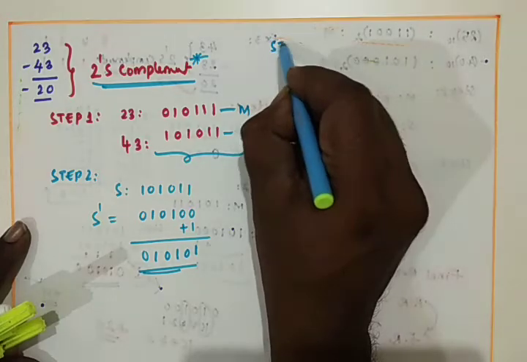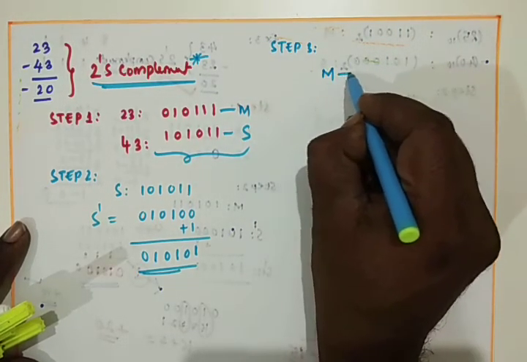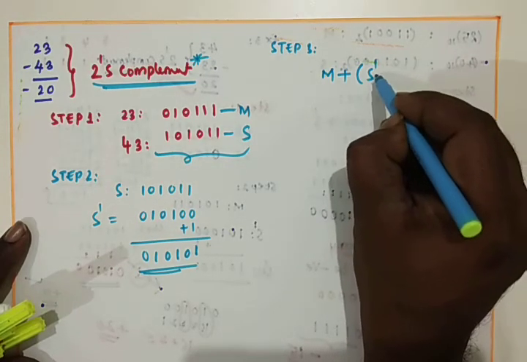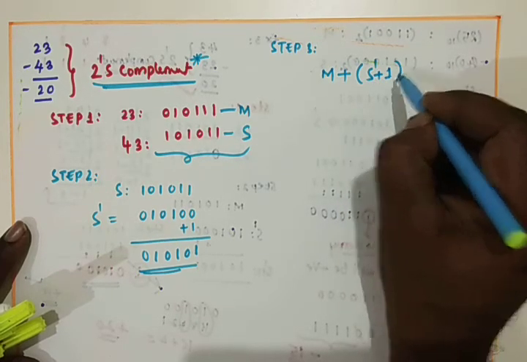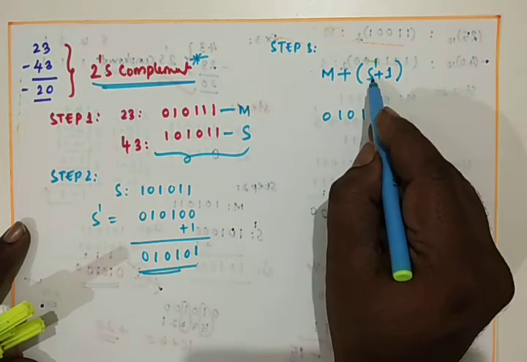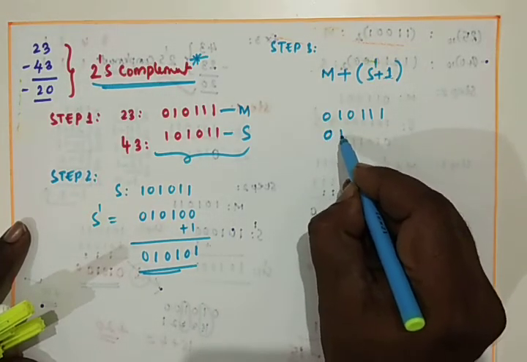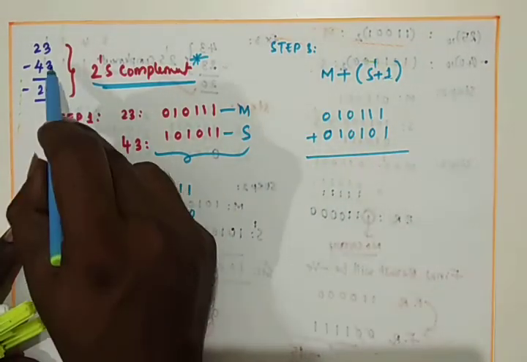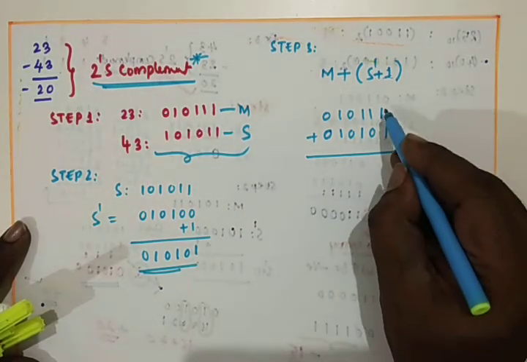In step 3, what do we have to do? We need to add the minuend and the 2's complement of the subtrahend, which is the 1's complement plus 1. M is 0, 1, 0, 1, 1, 1, and the 2's complement of the subtrahend is 0, 1, 0, 1, 0, 1. Then add. Now this is actually a subtraction, but from here onwards we are doing addition. So add this.